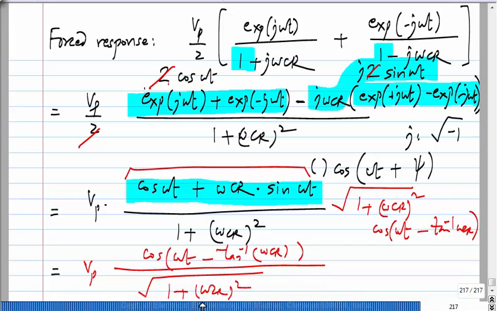So, the result is also a sinusoid at the same frequency. So, again a result known to you, if you have a linear time invariant system, if you feed in a sinusoid at a certain frequency, the output will be a sinusoid at exactly the same frequency. You cannot generate new frequencies using a linear time invariant system. Okay. But what happens is the amplitude of the sinusoid is different from what is at the input, and the phase of the sinusoid is also different from what is at the input.